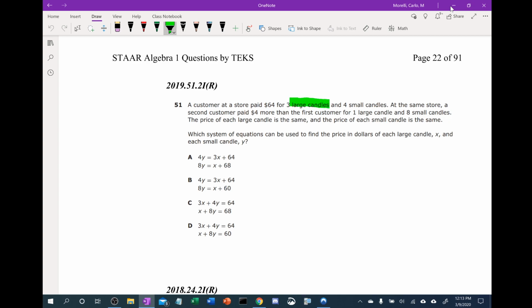So I've got 3 large candles. I've got 1 large candle. Here's the word large candle. Here's large candle. I see it goes with the letter X. Okay.